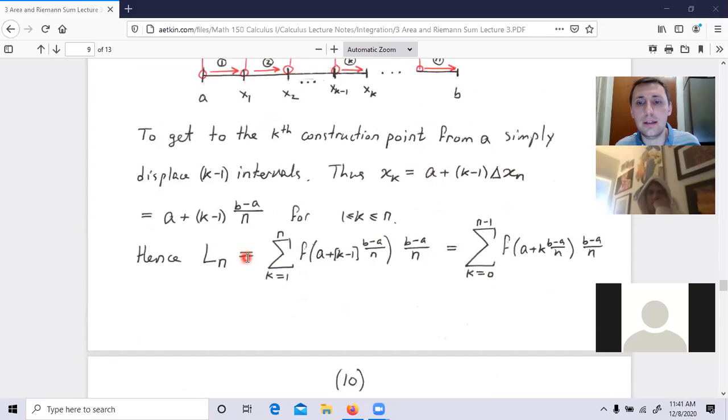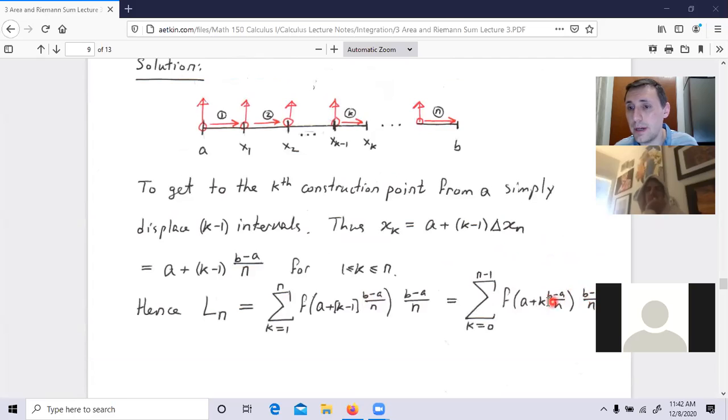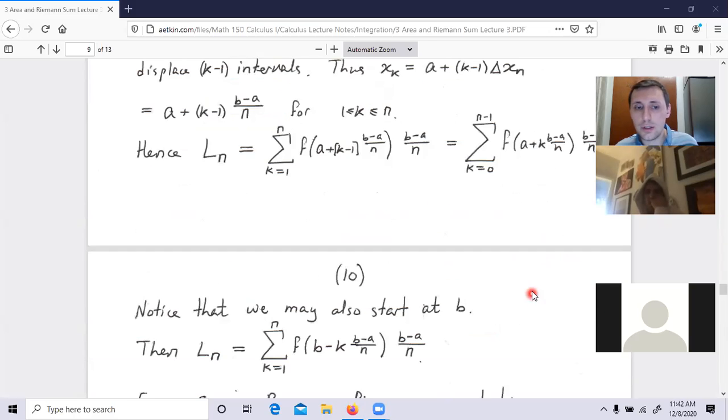Okay, so the LN procedure can be written as A plus K minus one times B minus A over N. That's how much you displace, where K goes from one to N. K is a particular rectangle, which I can readjust. I can simply say K equal to zero to N minus one of F of A plus K times B minus A over N, times B minus A over N. You understand? This is nicer than writing K minus one here, I think, right? I prefer doing this. I just readjust the bounds from zero to N minus one. So that means that I will not quite reach the point B. So that's one way to do that.